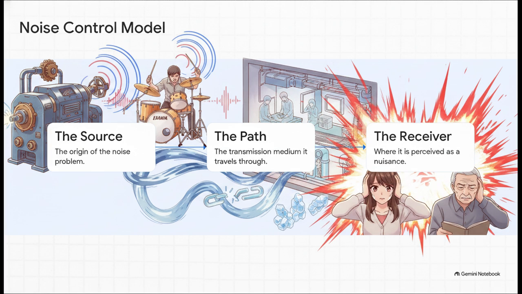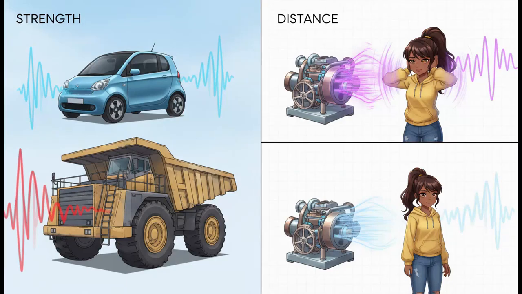It's that simple. To successfully control noise, we just have to break this chain at one or more of these three links. Ultimately, the severity of a noise problem is a function of two interacting variables: the raw strength of the noise source itself and the physical length of the separation path. Mathematically speaking, if we manipulate either the source's strength, say by substituting heavy machinery for a quieter alternative, or if we expand the physical distance to the receiver, we engineer a quieter environment.